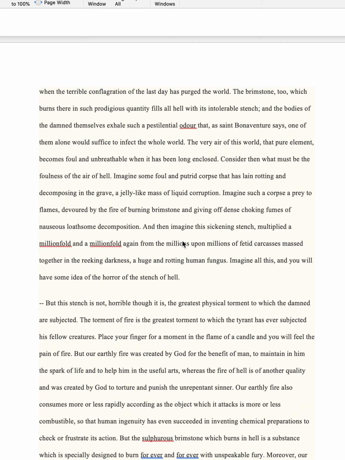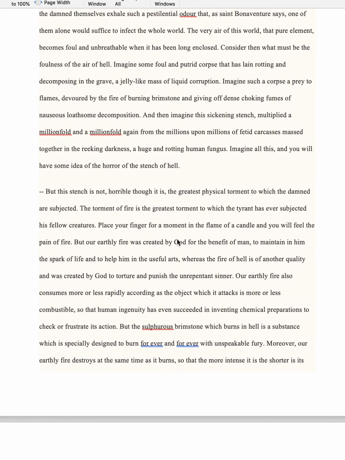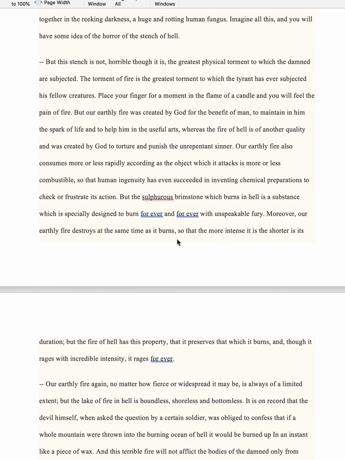And it's probably one of the most powerful paragraphs in the whole thing because of this. And that's a good thing. But here's where we come into kind of a bad thing. The second paragraph has a lot of explanation in it, and it's about the physical torment of pain.